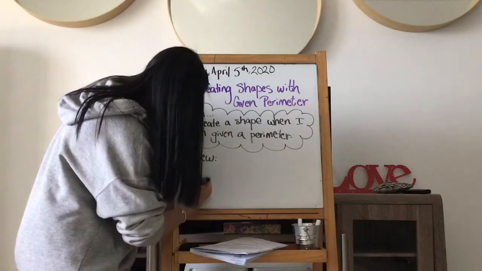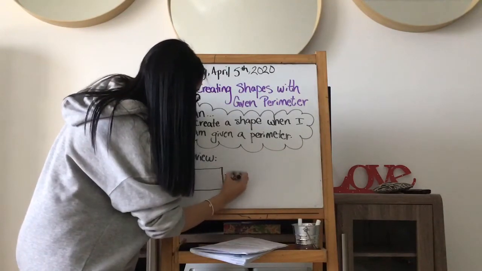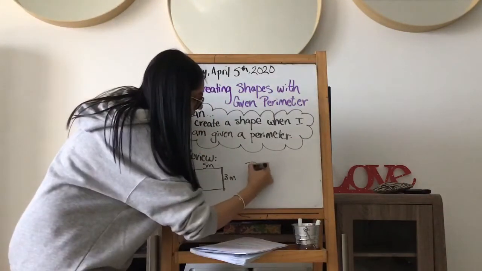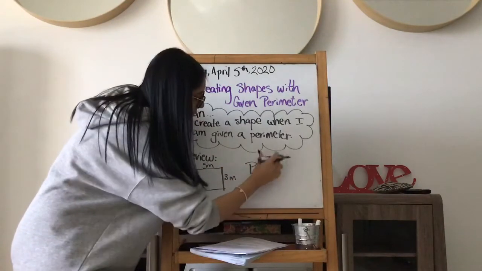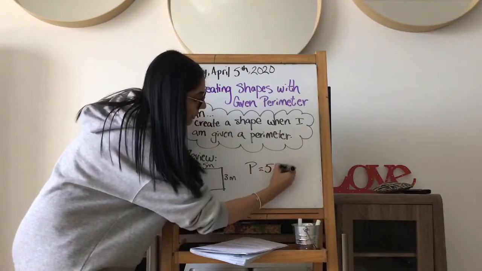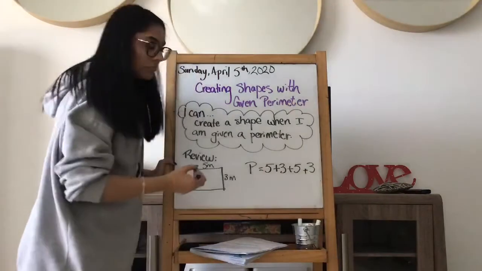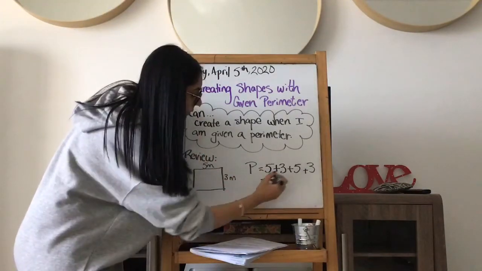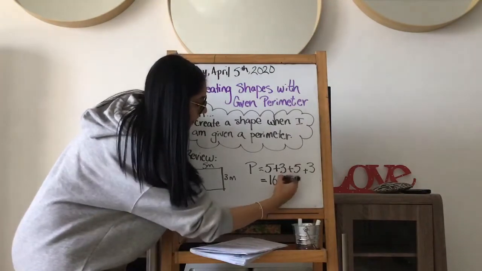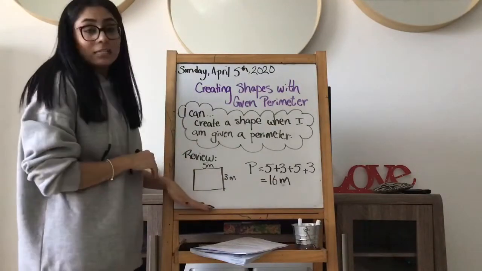I gave you a shape. And I said this is 3 meters and this is 5 meters. And I said calculate the perimeter, right? I said perimeter is what? You would say perimeter is equal to 5 plus 3 plus 5 plus 3, right? That's all you would do. You would add them and you would say there's 16 meters is your perimeter, which is what you did last week.